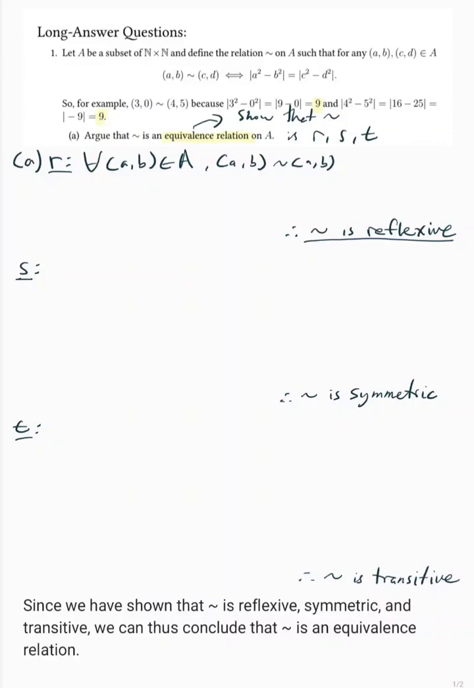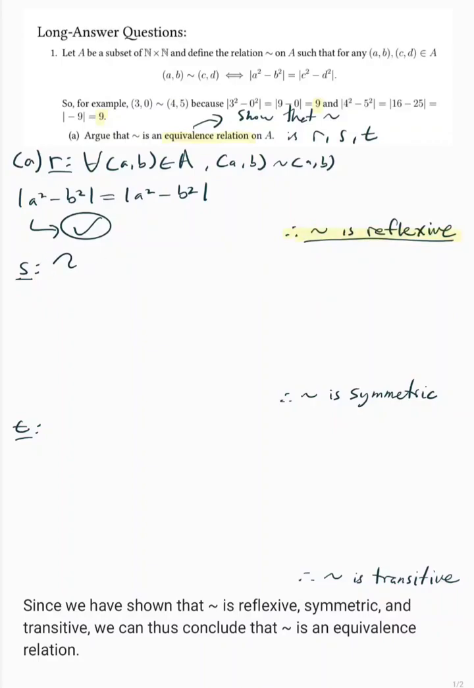So let's apply our definition of the relation now, and we will see that we want to show that the absolute value of a squared minus b squared is equal to the absolute value of a squared minus b squared. And now, clearly this holds true, so therefore, we've shown that for any arbitrary element in our set, it is related to itself, therefore we can conclude that tilde is reflexive.